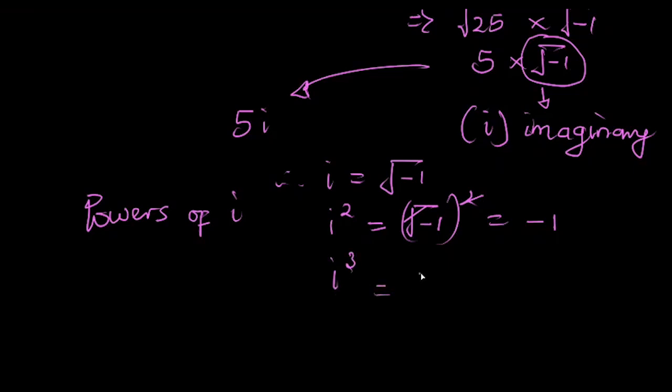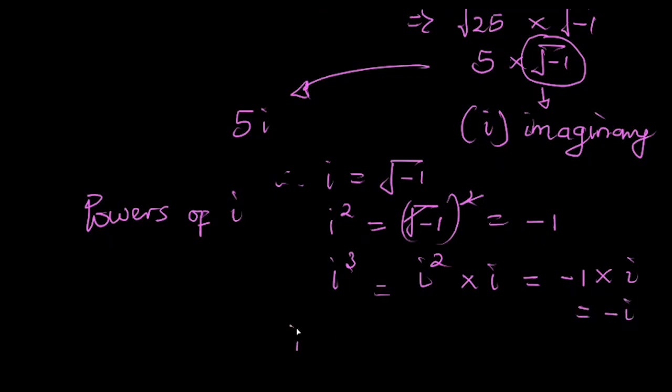The cube of i is going to be the square of i times another i, because based on indices, this is having a power of 1 and multiplication in indices is addition of the powers. So 1 plus 2 is 3. So since we know i squared already is minus 1, that's minus 1 times i, and minus 1 times i is minus i.